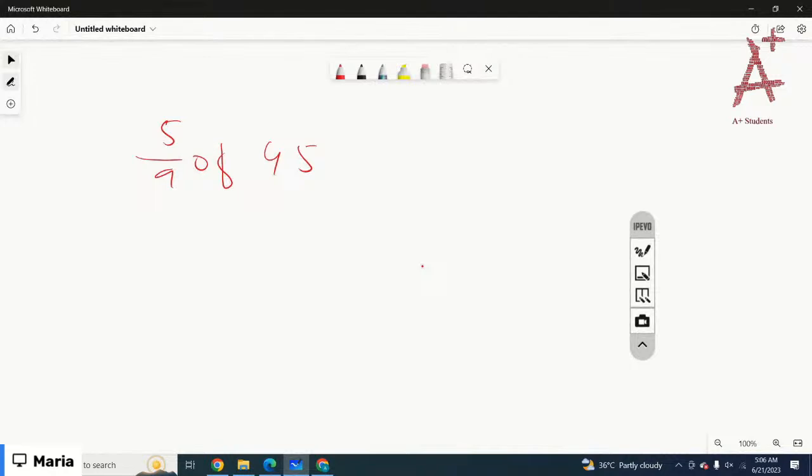You have to write 5 by 9 of 45 in two different ways. Got it? So basically 5 by 9 of 45 means you have to do 5 by 9 times 45. This is one way you can write it in multiplication form, and the other way you can write it is 45 times 5 over 9. These are the two ways you can write. Got it?